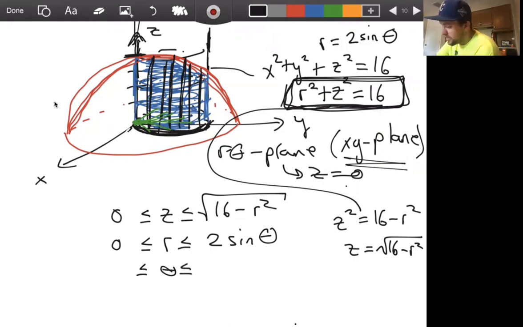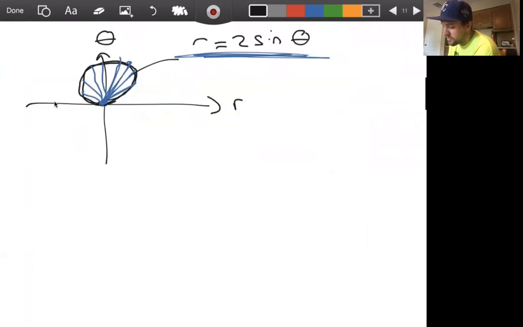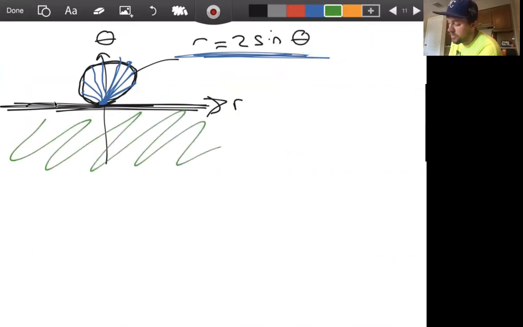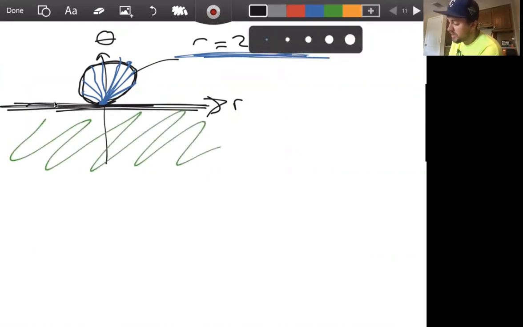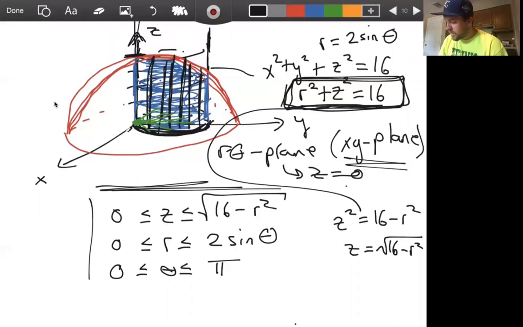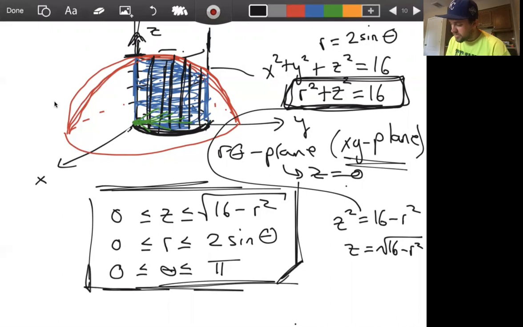And lastly, we need bounds for theta, right? What are our bounds for theta? Well, we can look at this picture again here, and we notice that the graph of r equals 2 sine theta includes nothing in quadrants 3 and 4, right? And so because of that, theta can go from 0 to pi. And so these are our bounds now. We have these bounds here. And this is how we describe the region E, right? This is E.